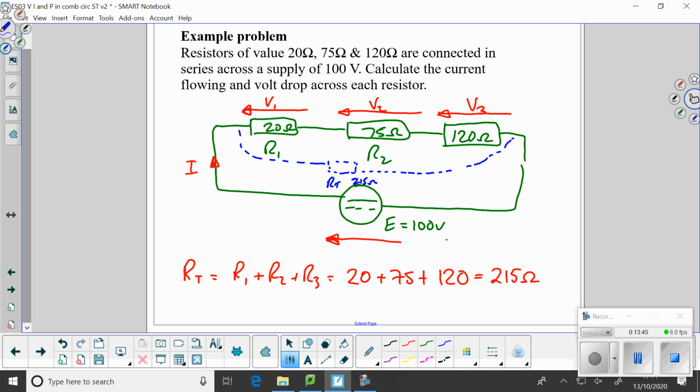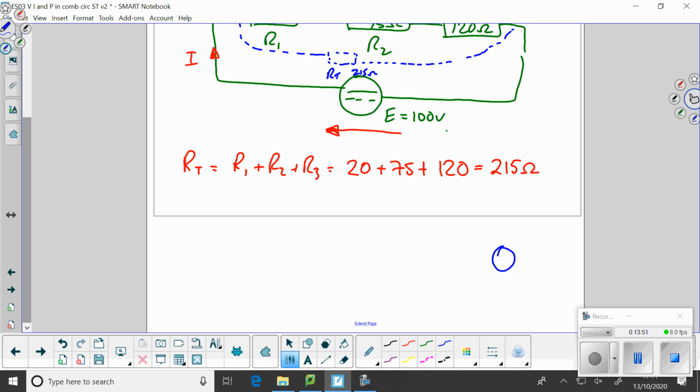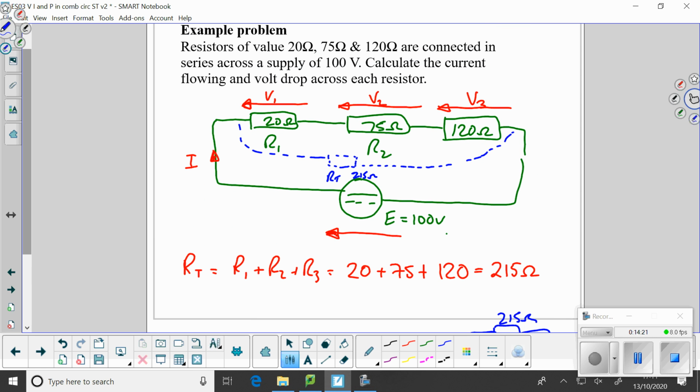So now we've effectively got a circuit like this. We've effectively got 100 volts for the single resistor of 215 ohms back to the supply. So we can use Ohm's law now to find that single current. There's only one current in a series circuit, so if we know the total resistance and the voltage, we can find the current. Remember, if we know the value of every resistor in a circuit, we can always calculate the total, even if it's a combination. A bit of trickery, can't we?